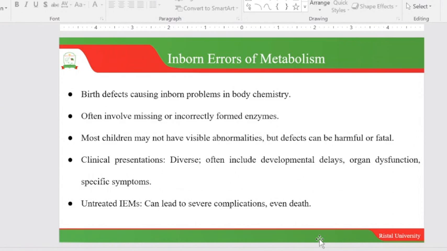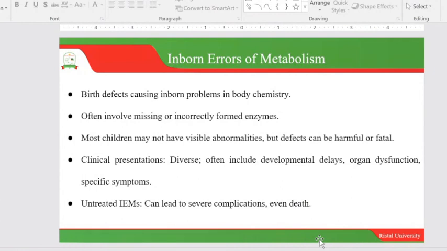So most children may not have visible abnormalities. These are not things that you will see clinically or physically, but the defects can be harmful and fatal. When we talk of fatal, we are talking about death. As you will see, they include phenylketonuria, as we will see later on in the slides, and management really involves modifying the diets and also medications to minimize some of the symptoms and prevent the different complications that could come.